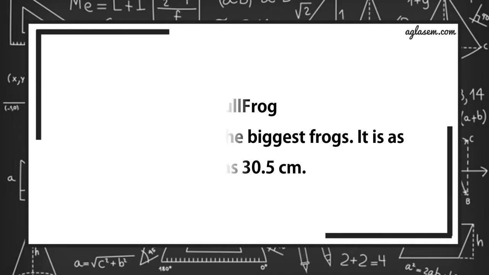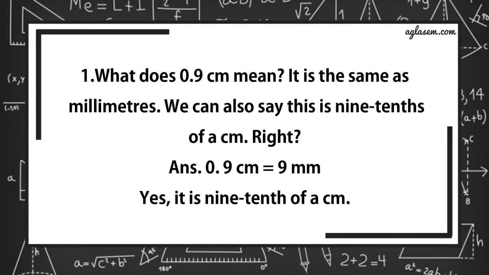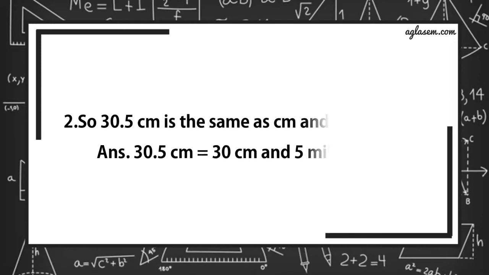Here question number 1 says, what does 0.9 centimeter mean? It is the same as blank millimeter. We can also say this is 9/10 of a centimeter, right? So the answer is, 0.9 centimeter means 9 millimeter. Yes, it is 9/10 of a centimeter. Further, question number 2 says, so 30.5 centimeter is the same as blank centimeter and blank millimeter. Answer is, 30.5 centimeter is equal to 30 centimeter and 5 millimeter.